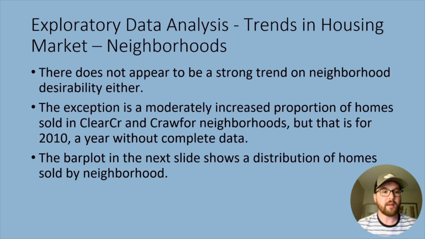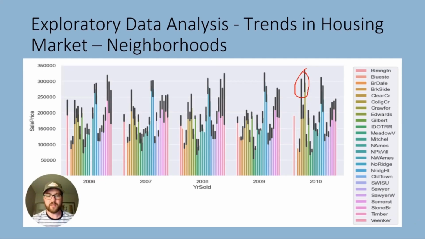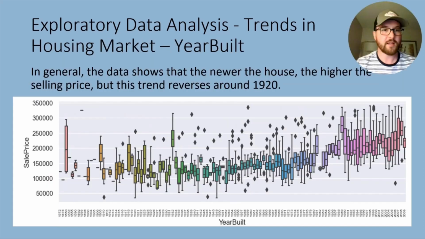There's not a strong trend in neighborhood desirability either, as far as can be seen. There's a couple of neighborhoods listed here that have spiked up in the last few years, but that's for 2010. So it's not complete data, so it's probably not anything major. This is the slide showing all of the different neighborhood distributions. That one circled area is the two neighborhoods that spiked in 2010, but again, it's not a complete year of data. Overall, it's pretty steady state.